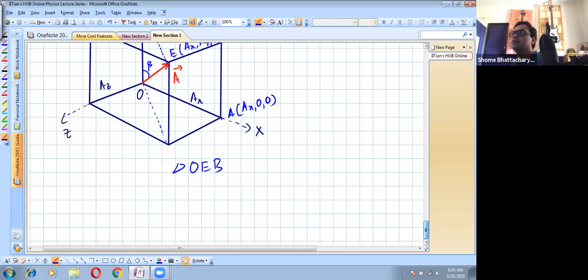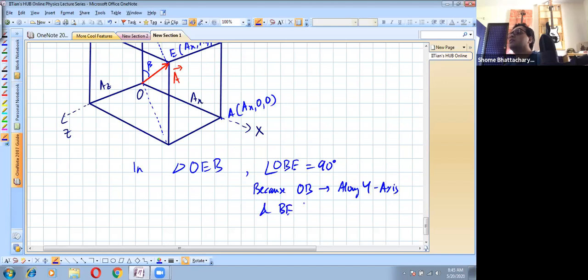So in this triangle, this angle OBE is equal to 90 degrees, because you can see OB is along the y-axis and BE, which is a face diagonal, is parallel to the XZ plane.